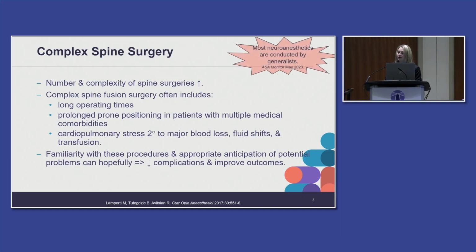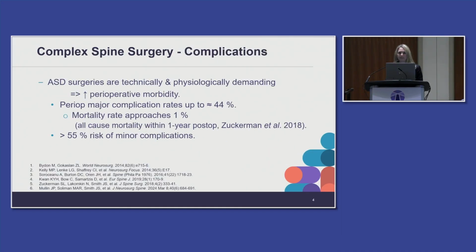After all, most neuroanesthetics are conducted by generalists. And these cases include long operating times, prolonged prone positioning, and patients often have multiple medical comorbidities, and they face significant cardiopulmonary stress secondary to the major blood loss, fluid shifts, and transfusion requirements required during these surgeries. Our familiarity as anesthesiologists and our appropriate anticipation of potential problems with these cases can hopefully lead to a decrease in complications and improve outcomes.